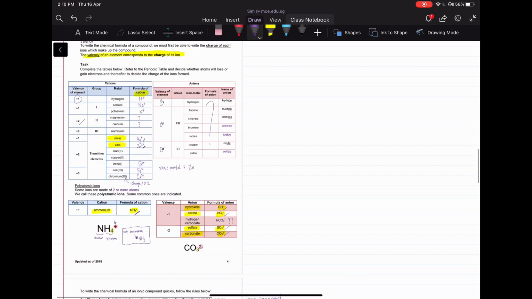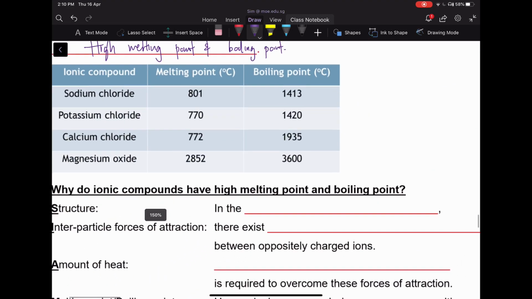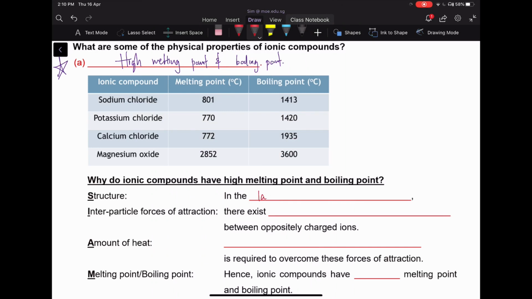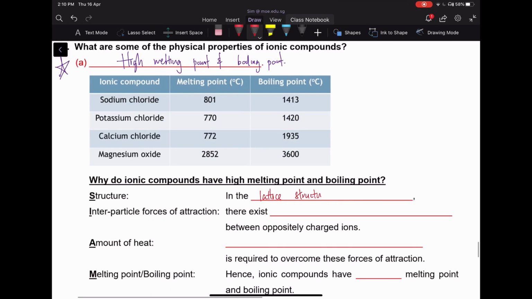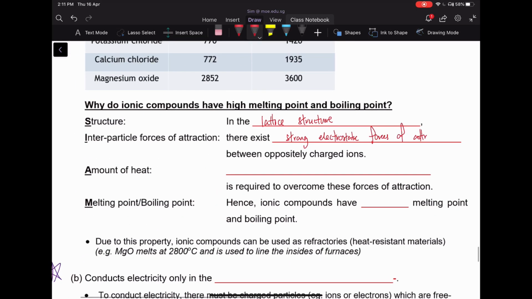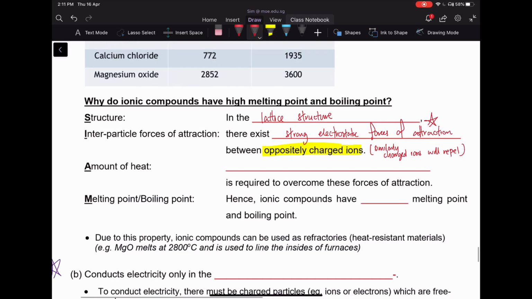So that's why we can conclude that most likely ionic compounds, all of them, will have high melting and boiling point, because in the lattice structure of the ionic compound, there exist strong electrostatic forces of attraction. Not only are they strong, because this is actually in between all the positive and negatively charged ions, so this is between the oppositely charged ions. Now we need to emphasize that it's between oppositely charged ions. And in this question, we are focusing on why they will attract. So we don't want to talk about ions in general. We want to say that it's between oppositely charged ions. We can also say that it's between negative and positive ions. Because it's very strong, a large amount of heat is needed to overcome this attraction.